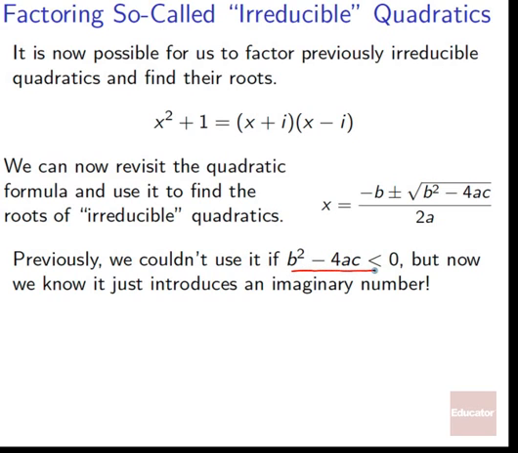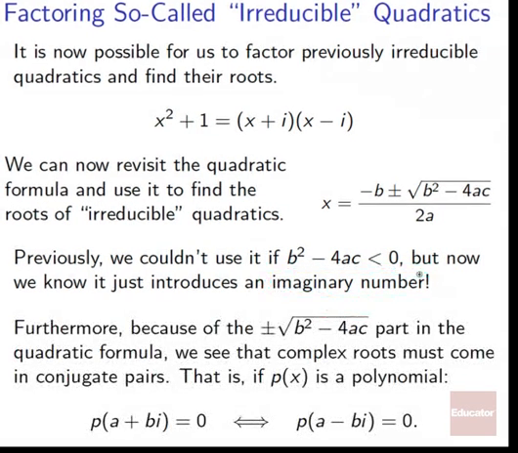Previously, we couldn't use it when b squared minus 4a was less than 0 because there was no square root of a negative number. But now we know that just means imaginary number. So if our discriminant, b squared minus 4ac, is less than 0, that means not that we have no answers, but that we just have imaginary answers.